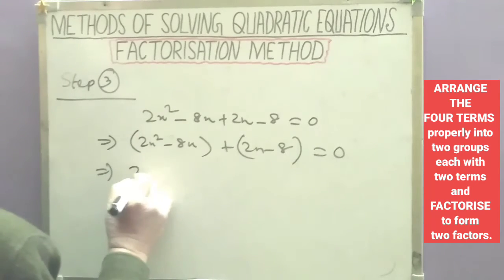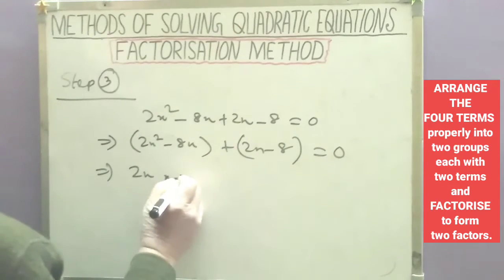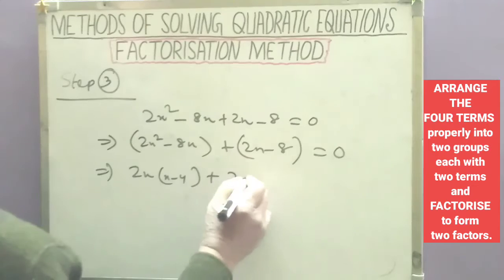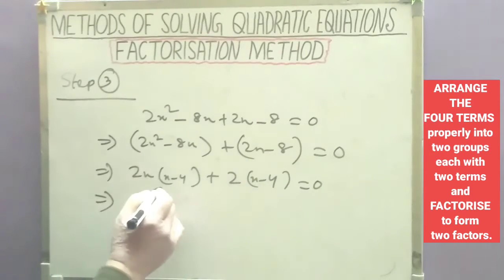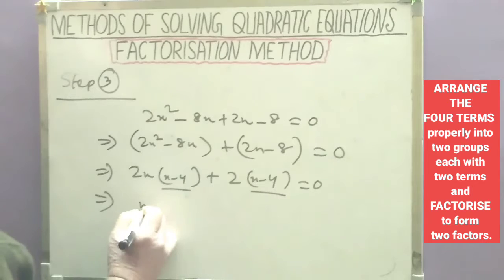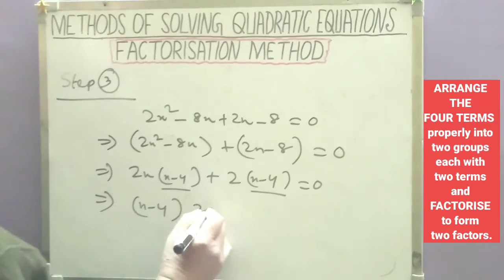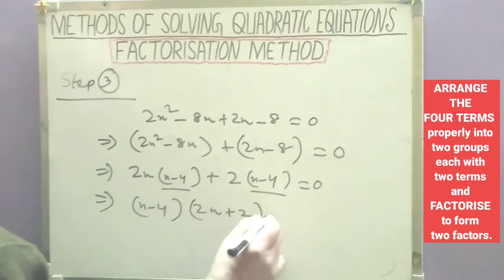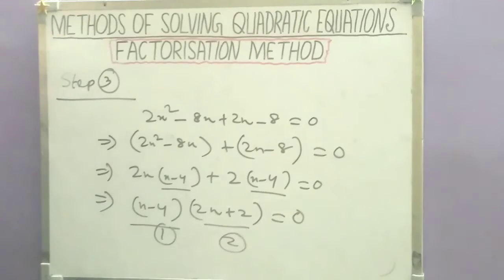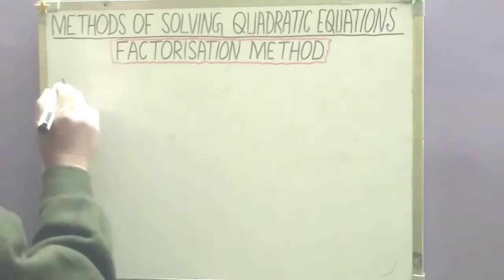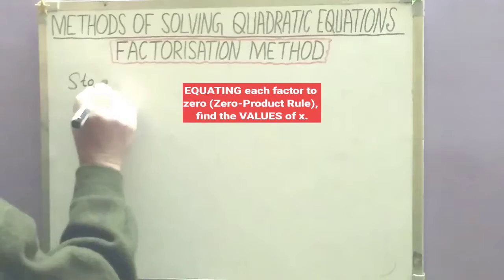Then taking common, 2x(x − 4) + 2(x − 4) = 0. So here, taking (x − 4) common, we have (x − 4)(2x + 2) = 0. So here the two factors are x − 4 and 2x + 2. Step 4.